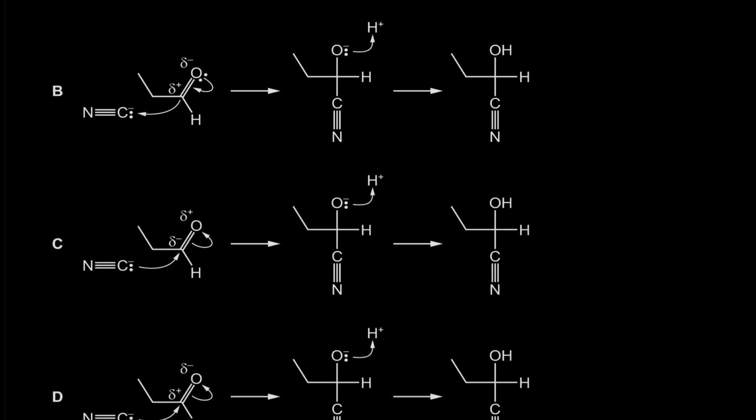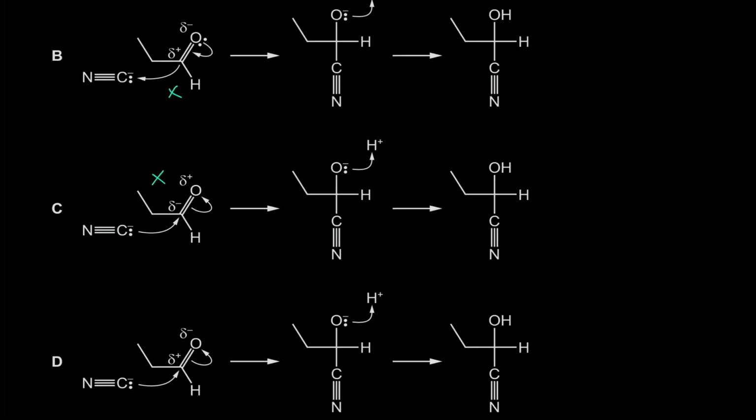What about B? Is the first step correct? No, the first step isn't correct in this case. What about C? Is the first step correct? The first step over here, you have a delta minus carbon. No, right? It's a delta plus carbon. So this is also incorrect, right? It should be a delta positive carbon, right? So then you're left with D. And we can clearly see that D is correct.